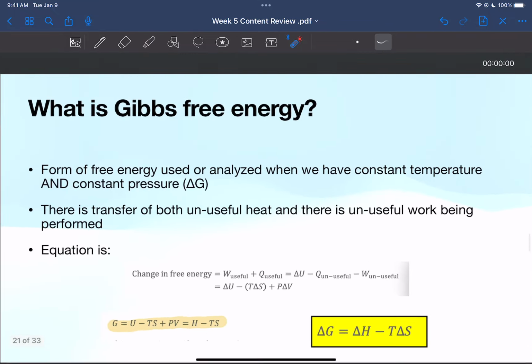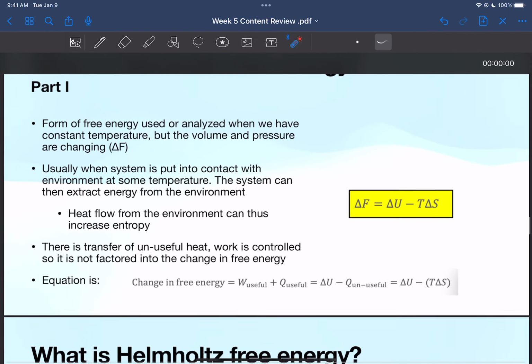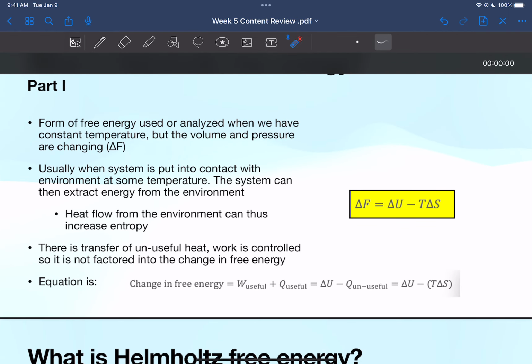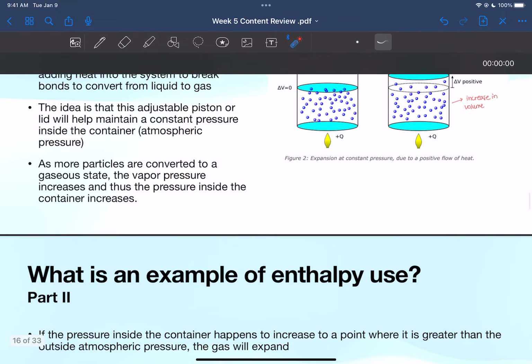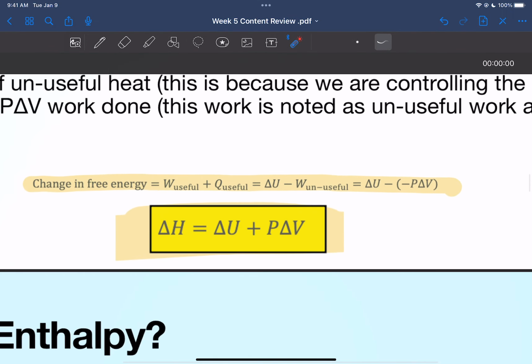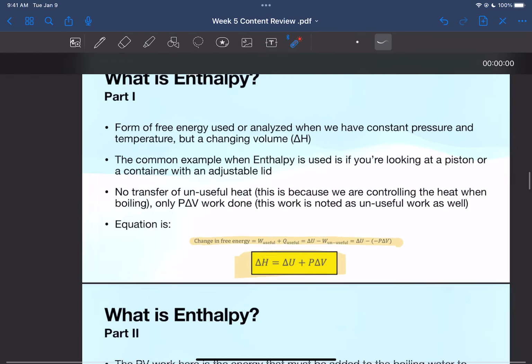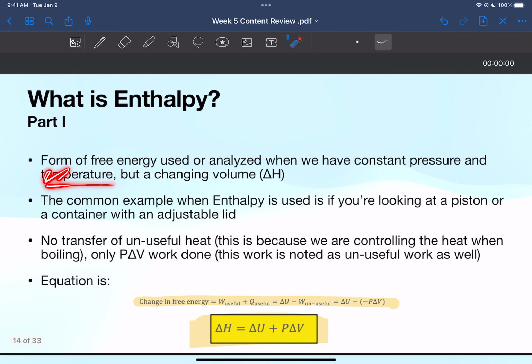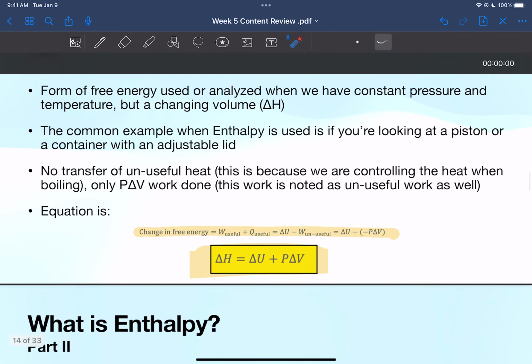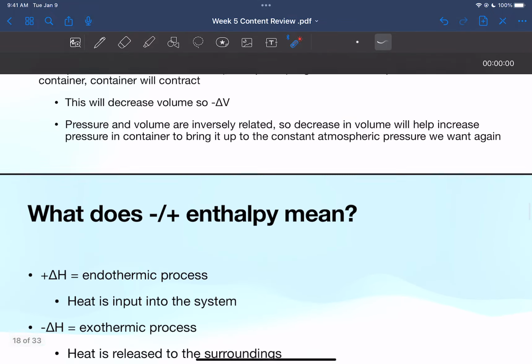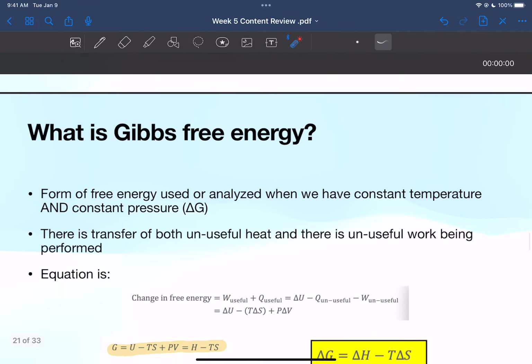For Helmholtz free energy, we just have a constant temperature and that's it, right? That makes sense as well. But for enthalpy, if we go back and check, we only have a constant pressure here. So I believe this should be changed. I'll mark that out, edit it and re-upload the proper definition for that. But I just wanted to clear that up as well.